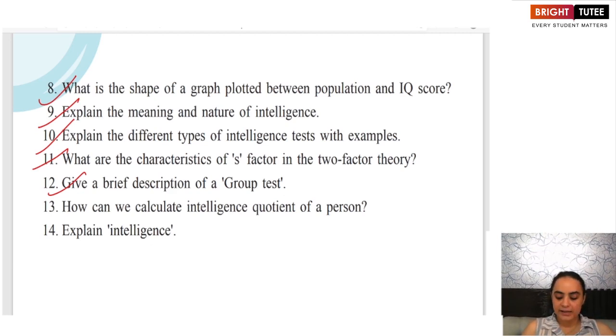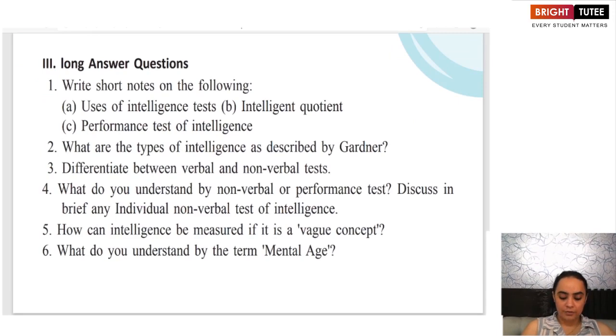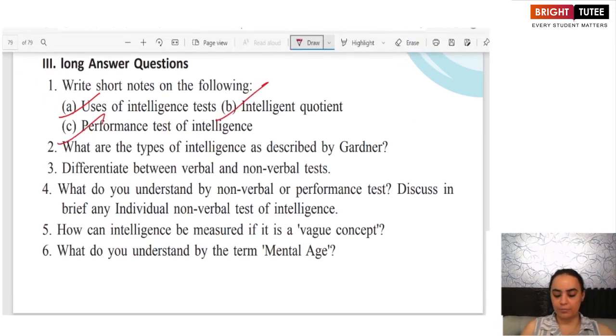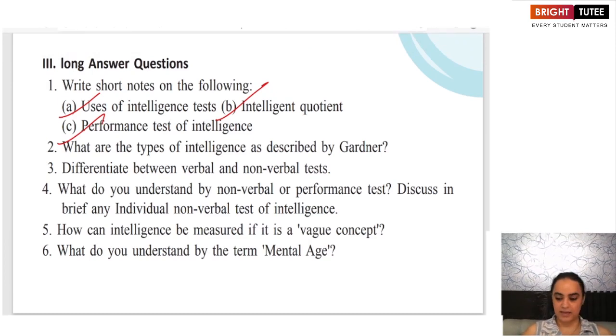How can we calculate the IQ of a person? MA divided by CA into 100. Explain intelligence. We've discussed about it. You have to explain that. Write short notes on the use of intelligence tests. We've discussed about the usage, intelligence quotient, as well as the performance test of intelligence. Again, everything is clearly stated in your book under the same heads. No indirect, just the direct question.